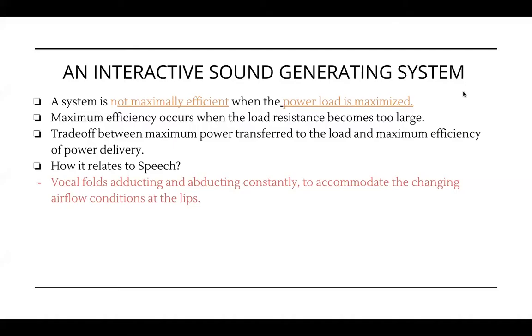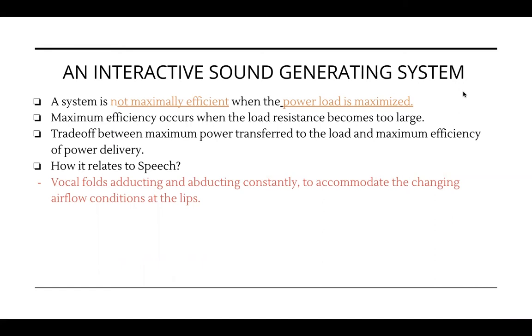Now we're going to discuss the maximum power transfer theorem. And if you need more information about it, it is located on pages 254 and 255. So in this theorem, it states that a system is not maximally efficient when the power to the load is maximized. Maximum efficiency occurs when the load resistance becomes large. So if you think about an exercise where you're puffing air through the lips, this would be with highly pursed lips where we are stingy with the airflow.